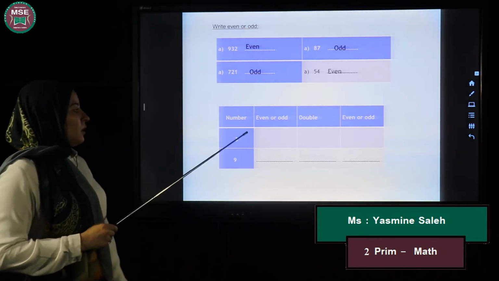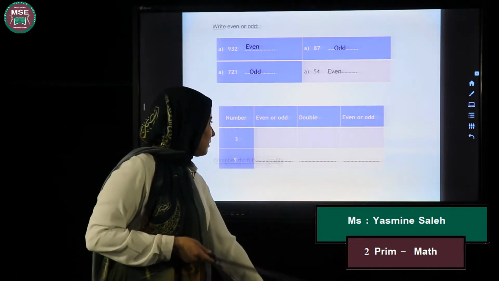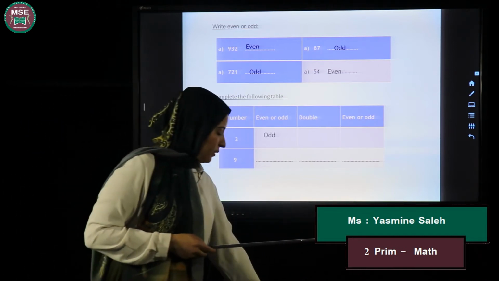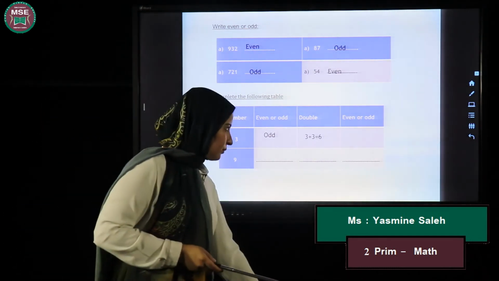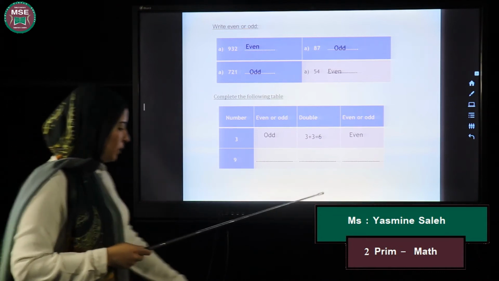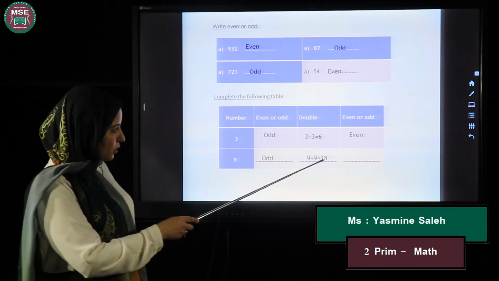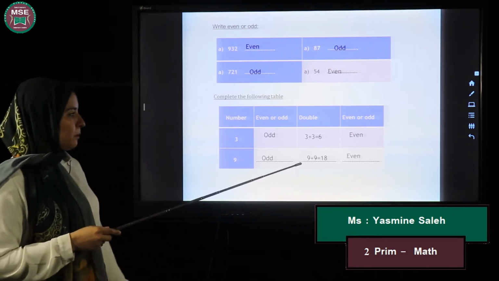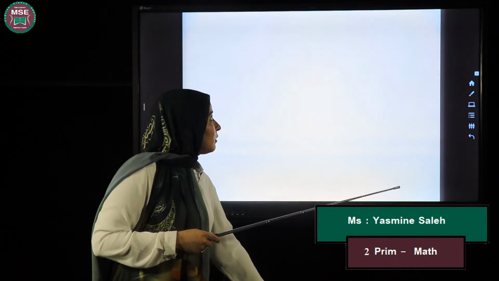Okay. Now I have 3. 3 is an odd number. I will try its double. The double of the 3. 3 plus 3 will be 6. Is it even or odd? The 6 is even. Okay, now I have the 9. 9 is an odd number. The double of the 9 is 18. The unit of the 18 is 8. The 8 is an even number. So any double is an even number.